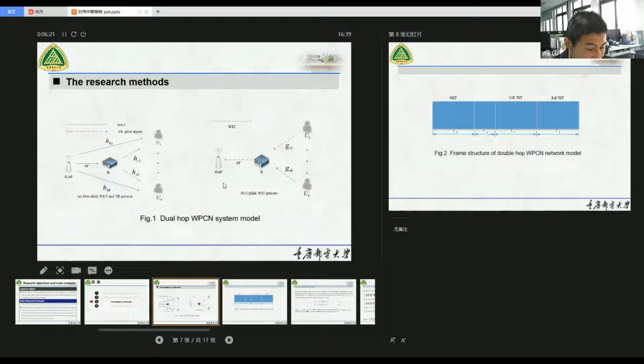The channel gains from the HAP to the relay node and to the terminal node K are defined as uppercase H and lowercase h_k. The uplink wireless information transmission, hereinafter referred to as the WIT process, is divided into two stages, as shown in Figure 1B. After the terminal node records the detected channel state information, it performs the TR operation.